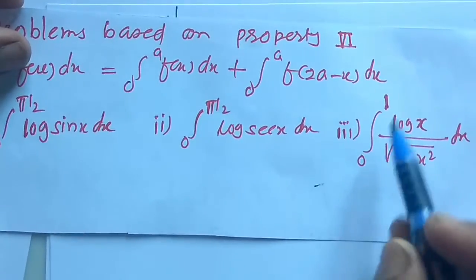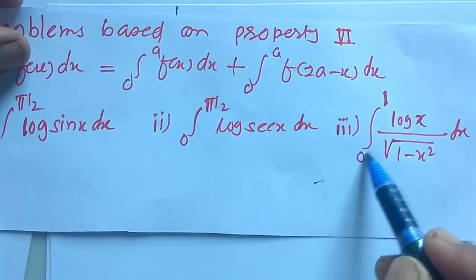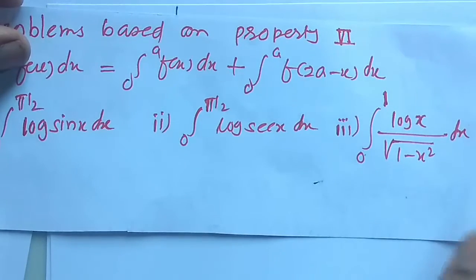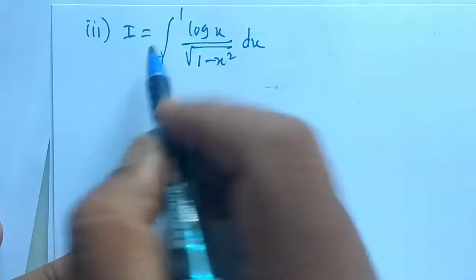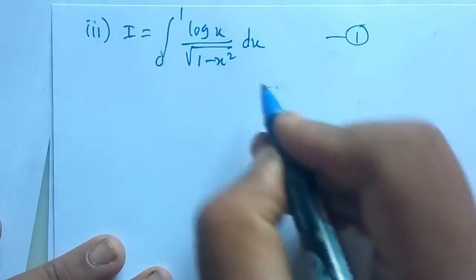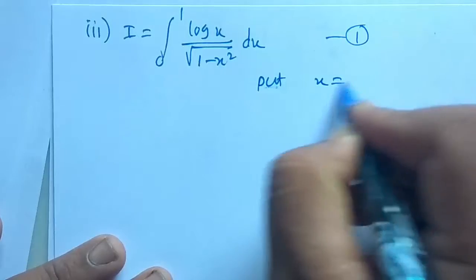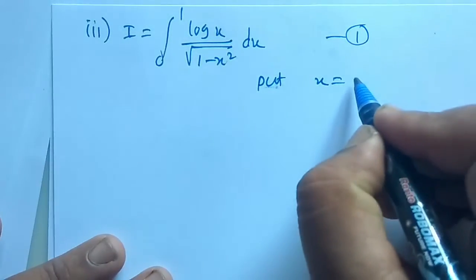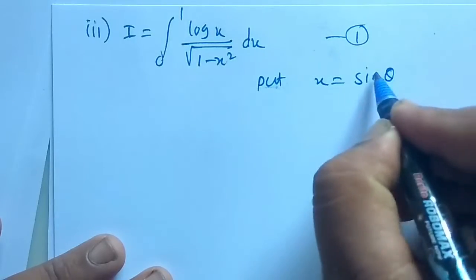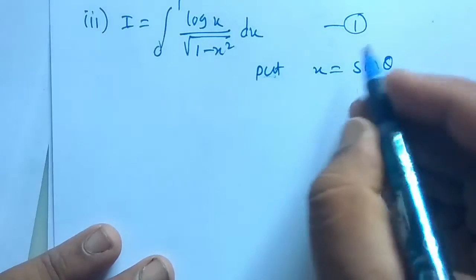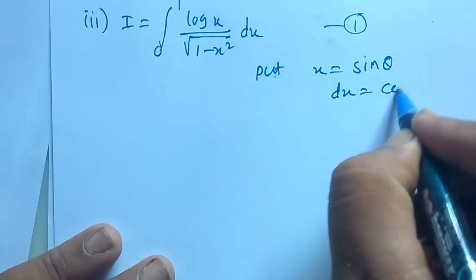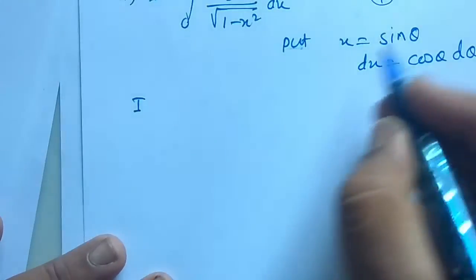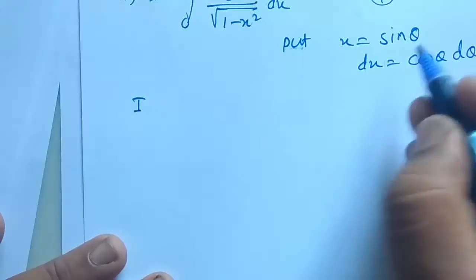Now the last example, the integration from 0 to 1 of log x upon under root of 1 minus x square dx. We denote this as I, this is number 1. Here the expression is under root of 1 minus x square, so put x is equal to sin theta. Therefore, dx is equal to cos theta d theta. Now we have to change the limits.